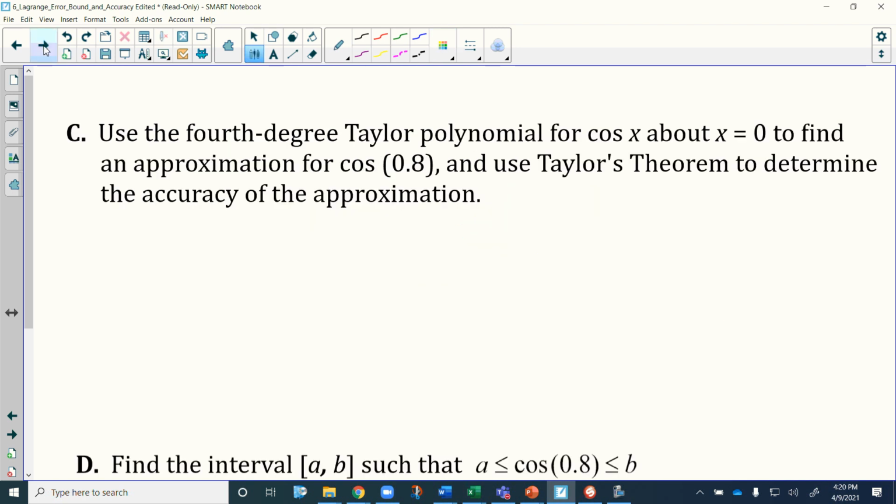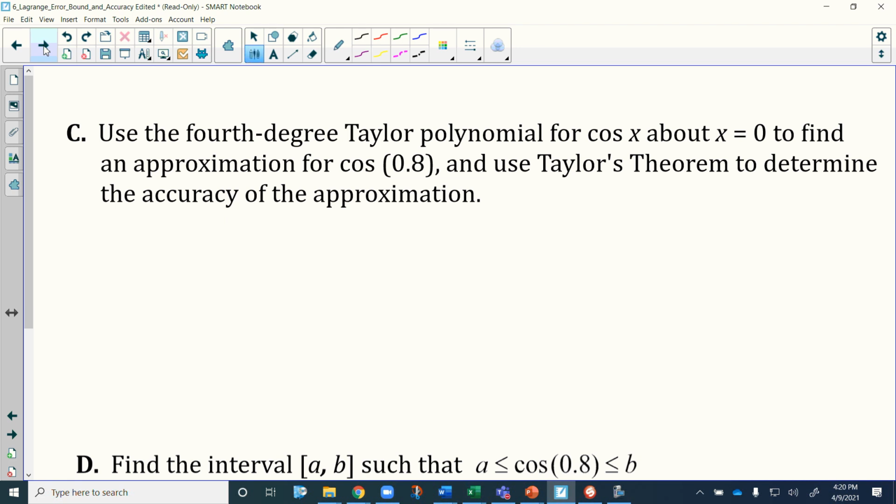The next thing it's going to ask us to do, it says use the 4th degree Taylor polynomial that we got in part A for cosine of x about x equals 0. Again, they're just saying that the center is 0. Use it to find an approximation for cosine of 0.8 and use Taylor's theorem to determine the accuracy of the approximation.